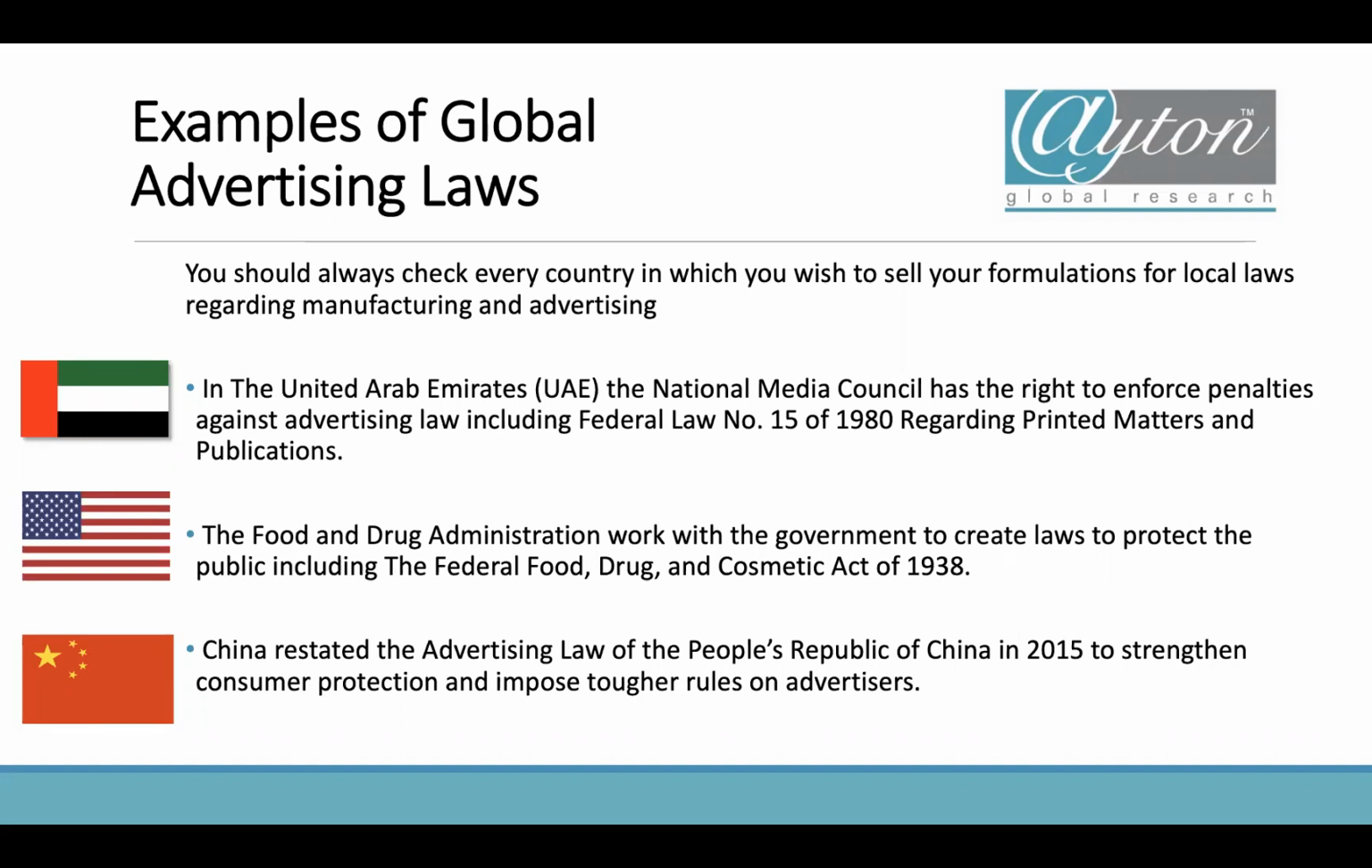In China, they do have an SRO. They've got the China Advertising Authority, but they've also got the Advertising Law of the People's Republic of China, which has been restated in 2015. And it's basically got more information about consumer protection and tougher rules on advertisers. So again, it's just really important to be aware of what is out there. And these are only 3 examples. This is every country worldwide. So do make sure you do research targeted to which country you're going to be selling in.